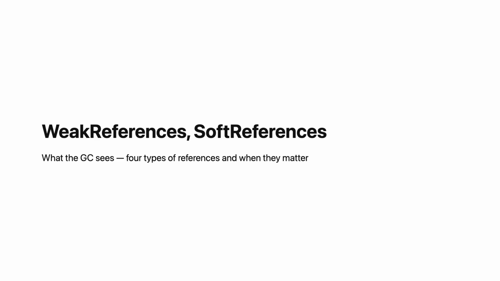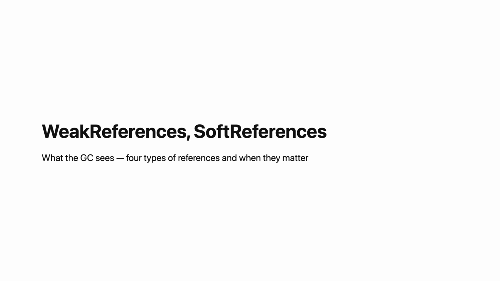We have talked about how the garbage collector traces from roots, following references to decide what stays alive. But so far, we have treated all references as equal. They are not. The JVM actually has 4 different types of references, and each one tells the GC something different about how much you care about keeping that object alive.